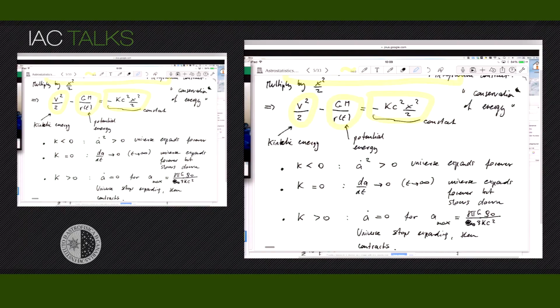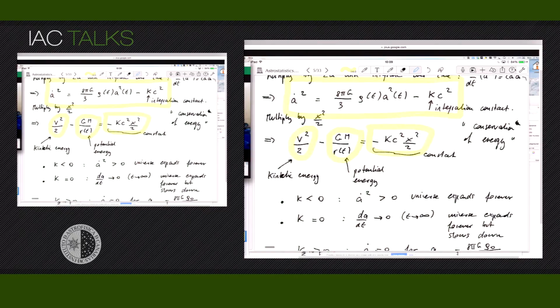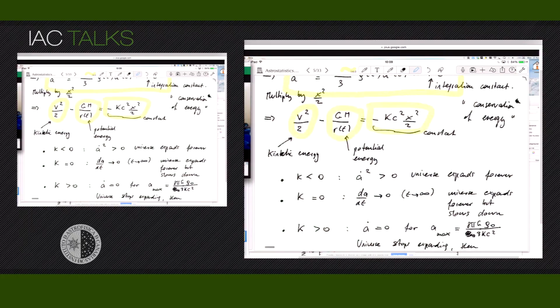Then you see from the top equation here, if k is negative, because rho is positive and a is positive, then the right-hand side of the equation is positive, and therefore a dot squared is always positive, and the universe expands forever. If k is 0, then dA by dt goes to 0 as t goes to infinity, and so the universe expands forever, but slows down, asymptotically stopping the expansion. And if k is positive, there is a point in the history of the universe where a dot becomes 0, and then it turns around.